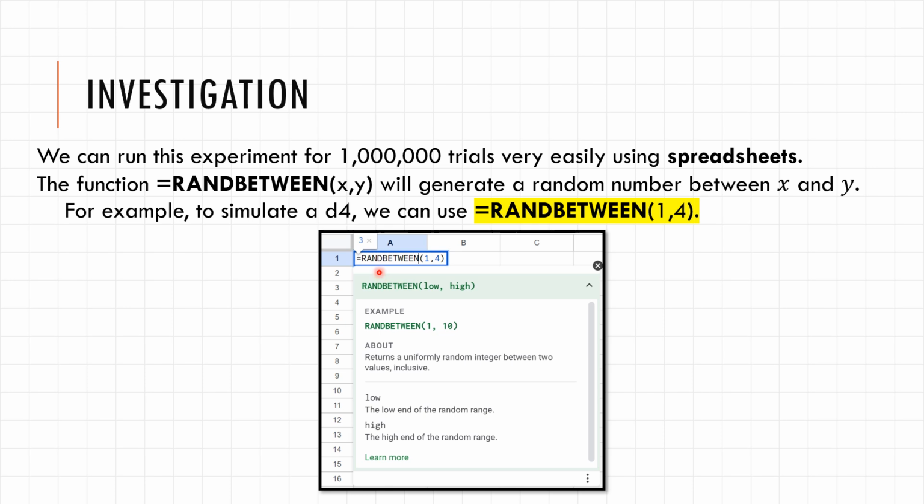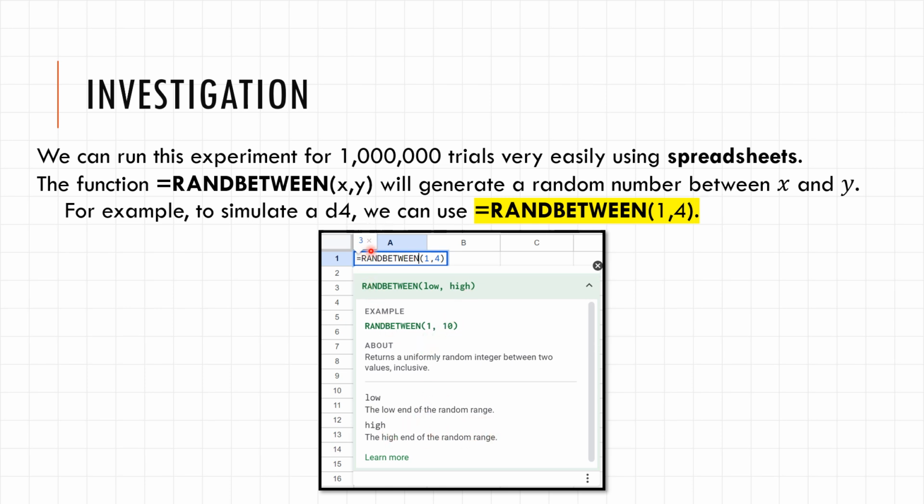If I opened up Google Sheets or Microsoft Excel and I started with any cell and I put equals RANDBETWEEN 1 and 4, notice that it's giving me some help here. It's saying, hey, this is an example: this is the RANDBETWEEN, then you put a low number, then a high number, for example, 1 and 10. What does this formula do? It returns a uniformly random integer between these two values, including those two values. So a random integer between 1 and 10. What do you put in for low? The low end of the random range. What do you put in for high? The high end of the random range.